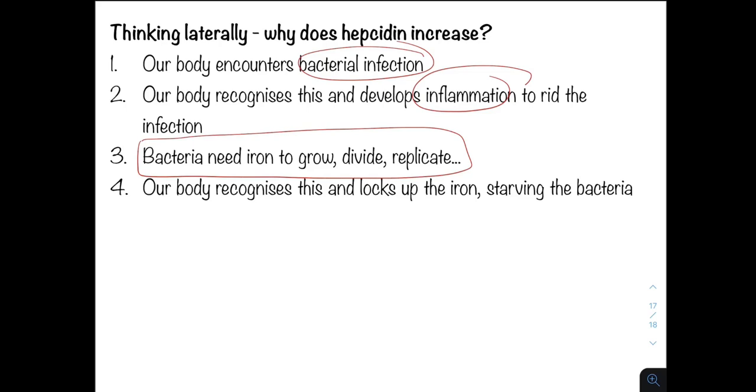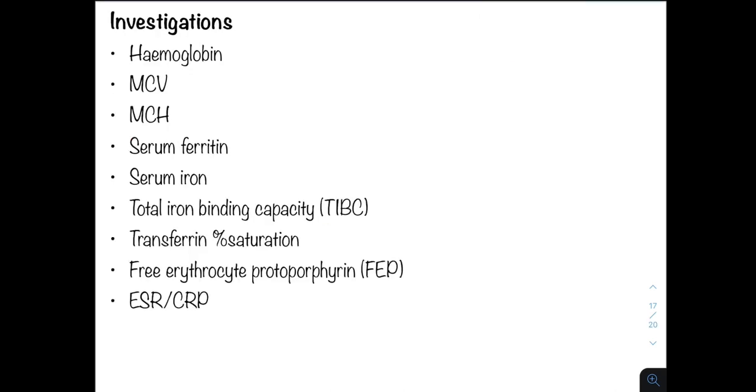And our body knows this, and this is probably something evolutionary. So, in response to the bacterial infection, we lock up the iron, starving the bacteria of iron, and we do this through the only way possible, and that is by increasing hepcidin. Now, unfortunately, we cannot turn hepcidin production off, so in chronic infections, we continue to produce hepcidin, and iron remains locked up, and we develop anemia of chronic disease. So for the following investigations, pause the video and write down what you think each of these might show.